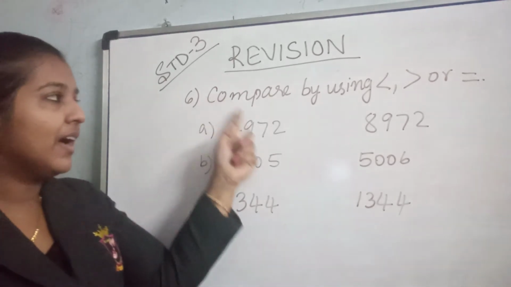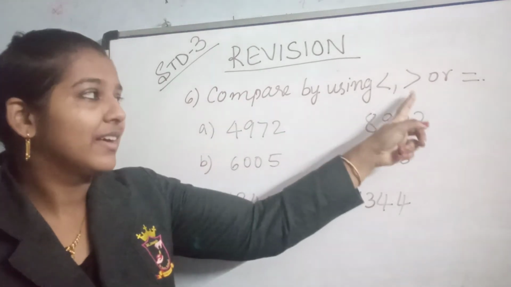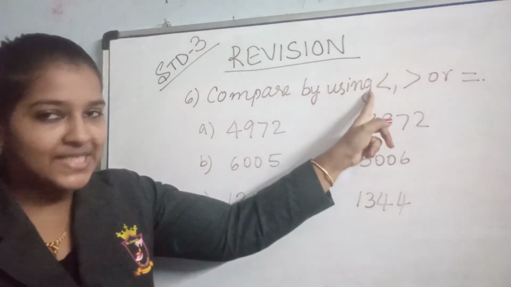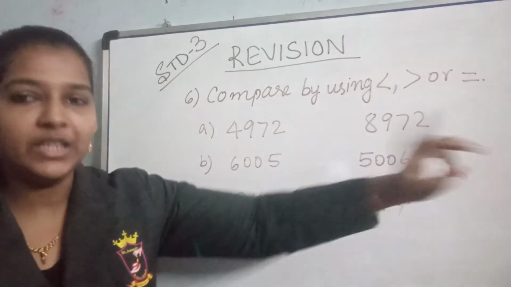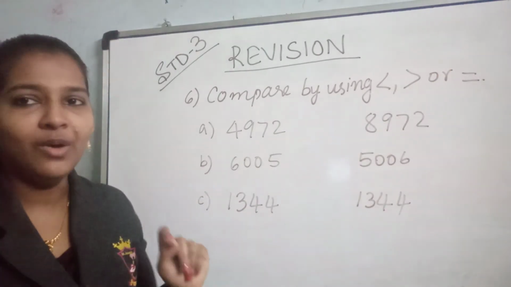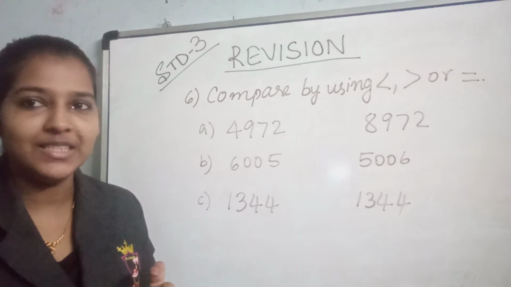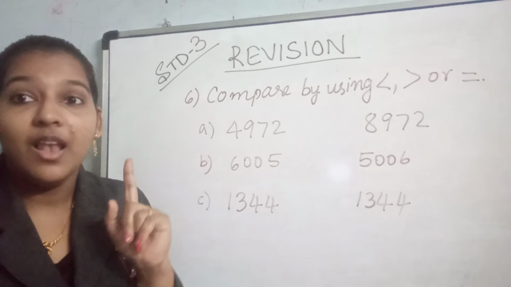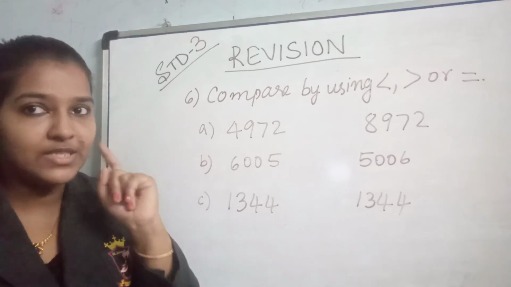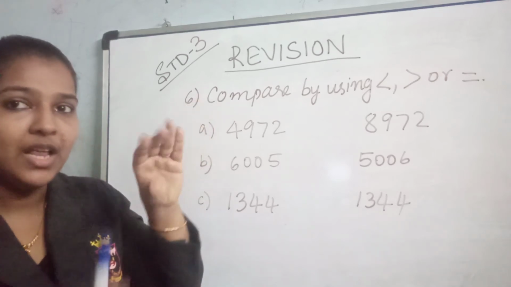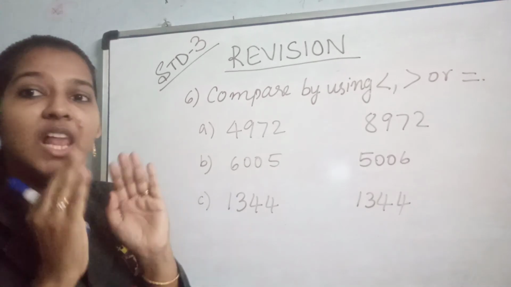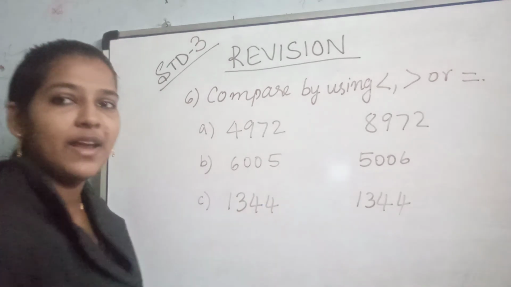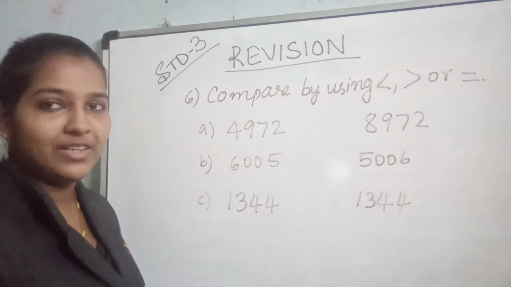Question number 6. Compare by using less than, greater than, or equal to. Okay, compare by using the symbols less than, greater than, or equal to. And we know how to put these symbols, isn't it? And we know with these symbols, the mouth will open towards the larger number. Always remember that the mouth of the symbol is open towards the large number. Okay, so look at these numbers. Let's compare and write which is the smaller and which is the larger.